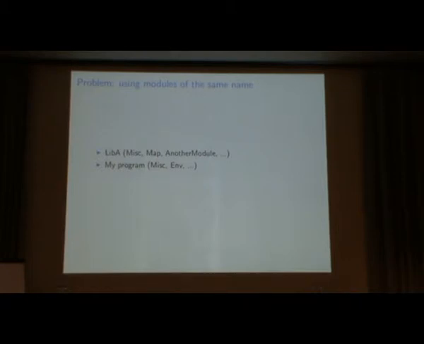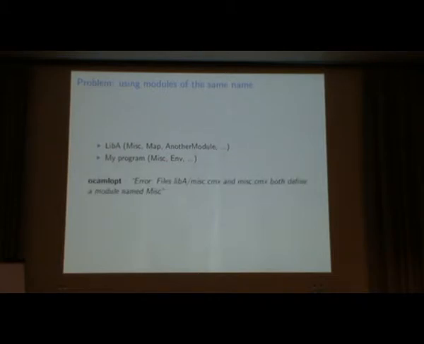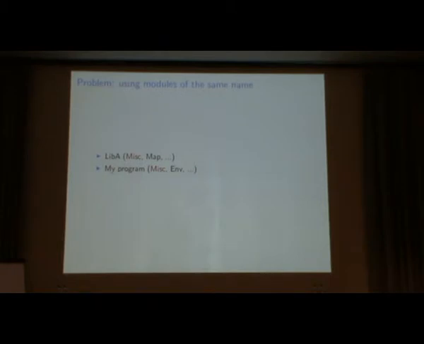And I use a library, which is lib A. It also has a module MISC, it has a module map, other modules. And I want to compile it. The result is that I cannot because I use two modules with the same name. And actually, that's the problem.